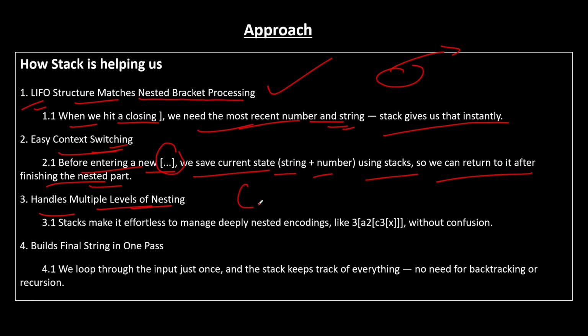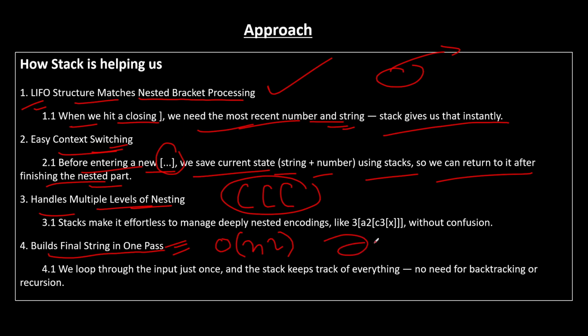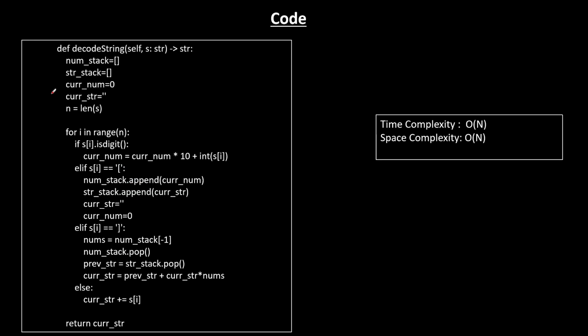As I explained, if there are multiple levels of nesting, this also helps in storing into the stack so that we can manage it more efficiently without any confusion. Now, building the final string in one pass. This is the easiest way, because if we hadn't used a stack, the time complexity would have been n squared or much more, since we would have been iterating over the same thing multiple times, correct? Okay, now let's move to the next slide.